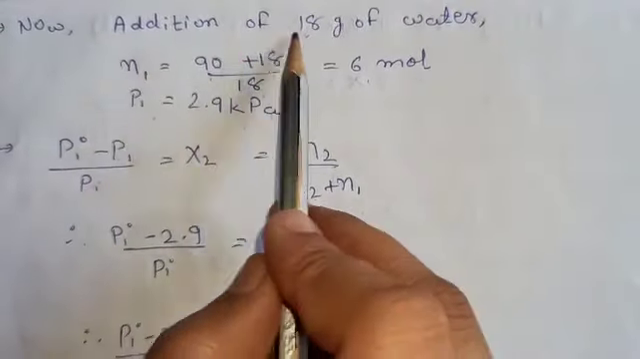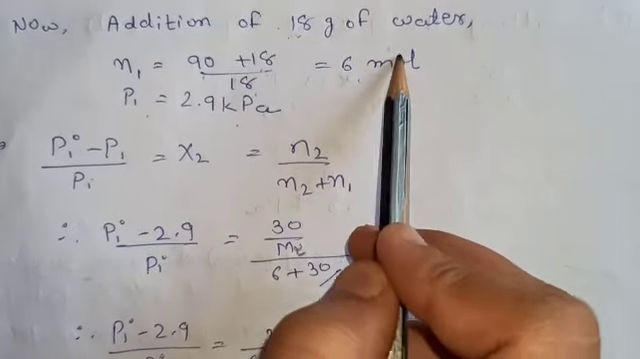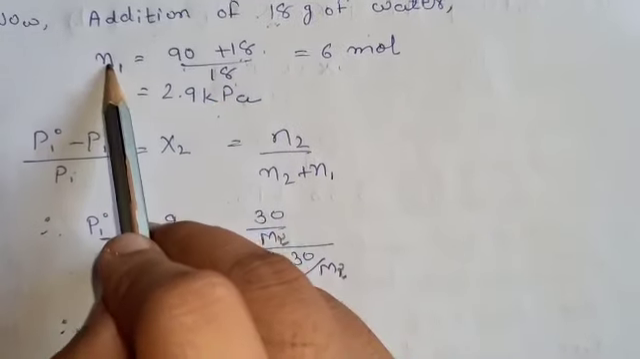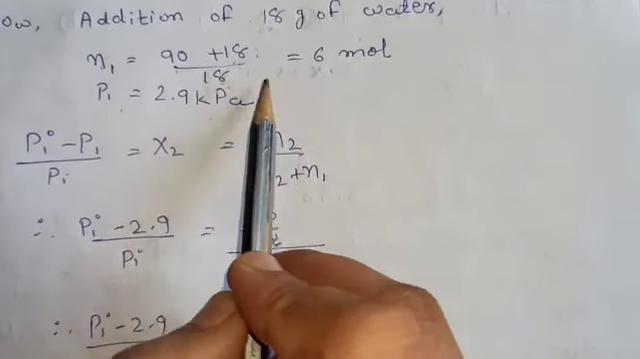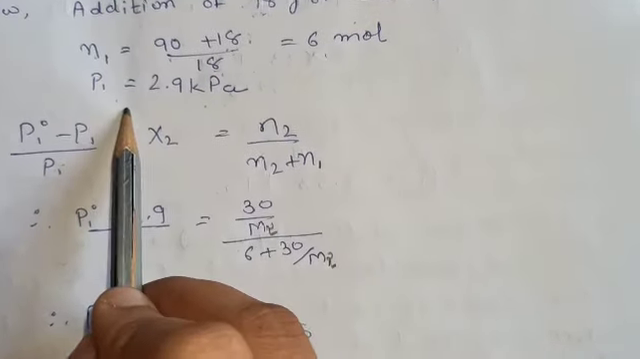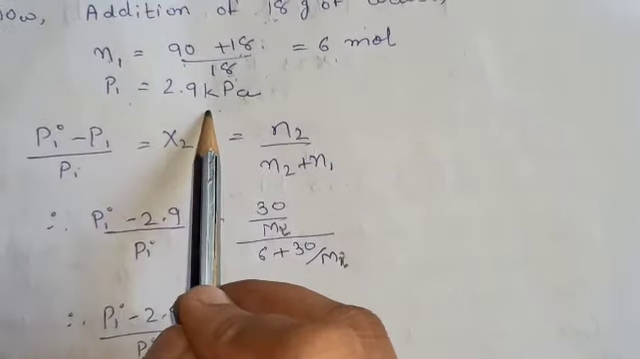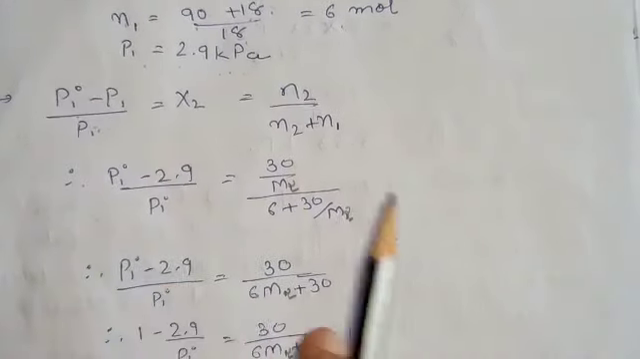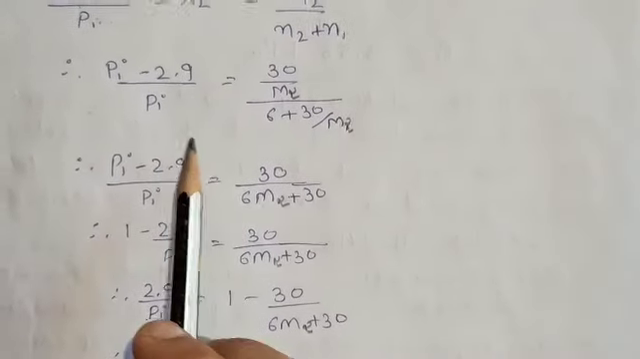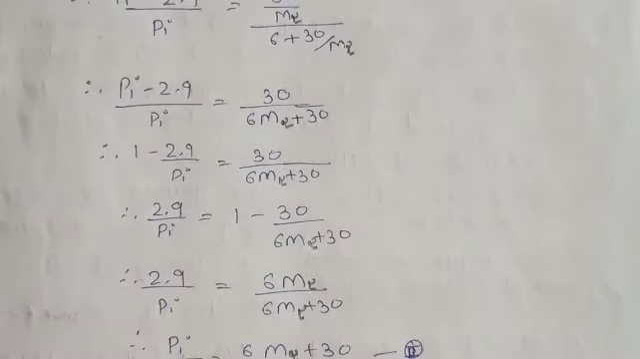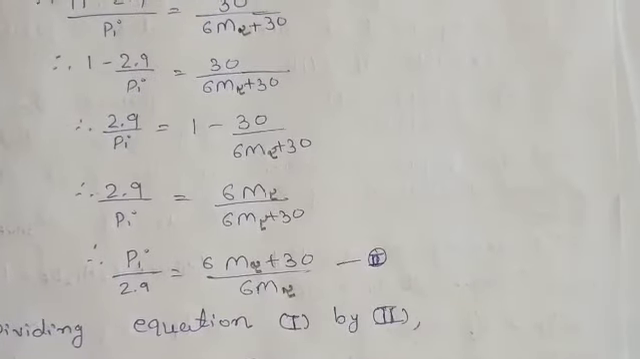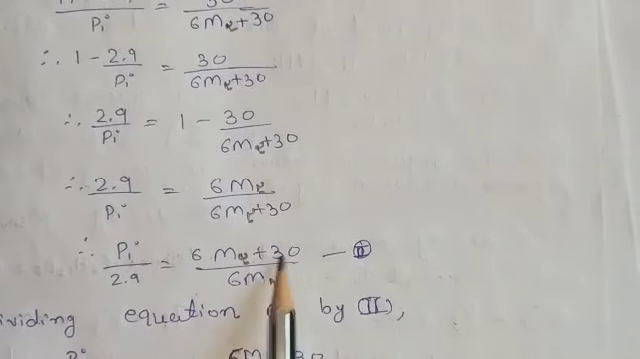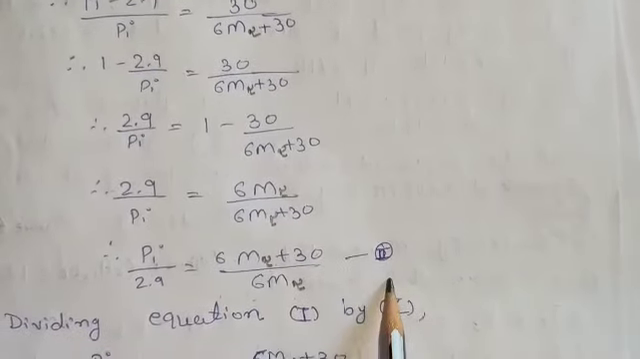Now we are adding 18 gram of water in this, meaning our solvent mass is 90 plus 18 and our moles of solvent will be 108 by 18, which is 6 mole. And for this solution the vapor pressure is 2.9 kilopascal, right. Again we use the same formula and replace all the values. Simplify step by step. You can see this and you will get the final: P1 naught divided by 2.9 equal to 6M2 plus 30 divided by 6M2. This is our equation 2.